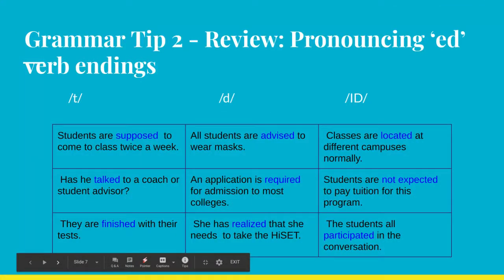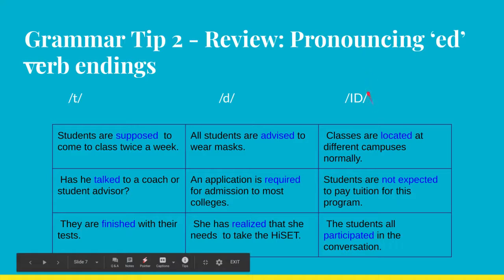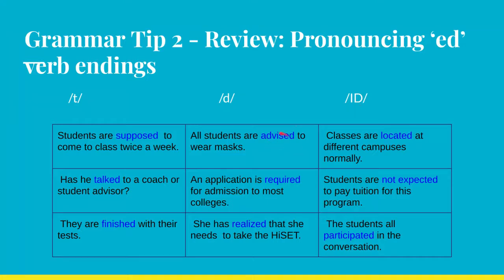Okay. Grammar tip 2, review pronouncing ED verb endings. So there are 3 ways to pronounce ED verb endings: with the T sound, the D sound, and the ID sound. The basic rule of thumb, and your teacher will probably go over this with you, is if the present form of the word ends in a T or D sound, you voice the ED, and it will sound like id. If the last sound in the base verb is not T or D, then you do not voice the ED, and it will come out sounding like T or D.